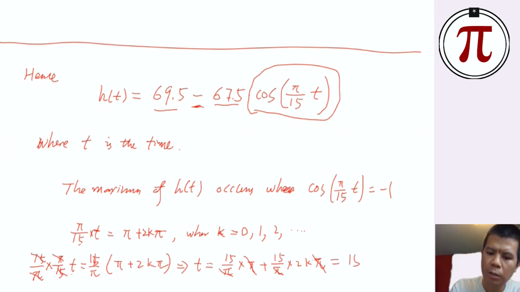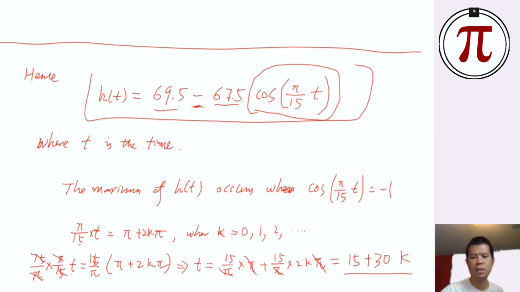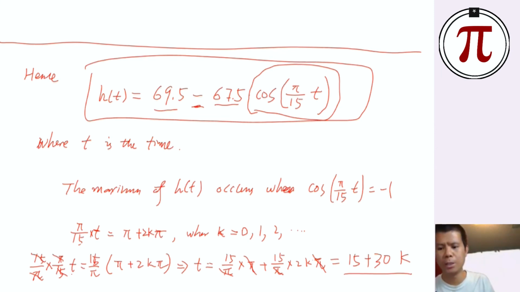So this one equals what? 15 plus 15 times 2, that's 30, 30 times k. Right? So k is 0. When k is 0, that's 15. That's the first time it reaches the top, right? And then when k equals 1, that's 15 plus 30. Correct? So k equals 2 is 2 rotations after 15 minutes, and so on. Okay, so that's the height as a function of cosine, right? So this is the application.